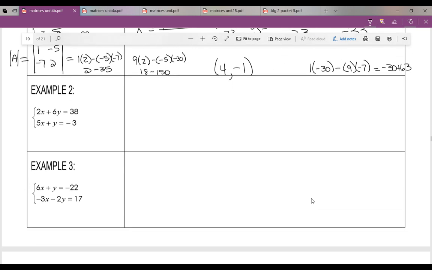Number 2. First thing I need is I need the value of the determinant because that determines whether I keep going or not. That determines my denominator. As long as I don't get 0, I can keep going. So the denominator is the coefficient matrix. So your X values and your Y values. That would end up being 2 times 1 minus 30. So -28 is my denominator.